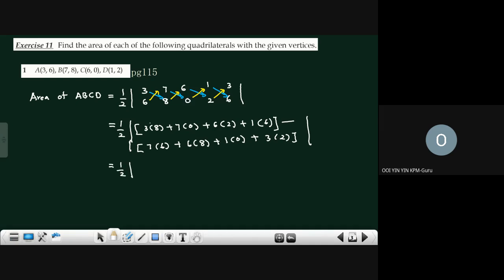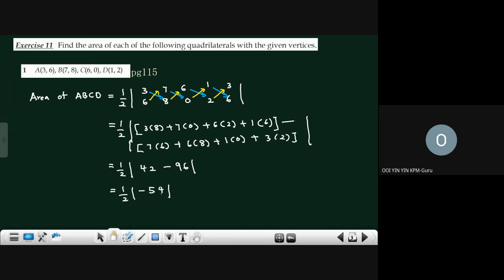Then from here, okay, 1/2. Now, the front here, what do you get? 24 plus 0, 24 plus 12, 36, 36 plus 6, you get 42, right? And then minus, okay, here you get 42 plus 48. 42 plus 48 will give you 90, 90 plus 0, and then plus 6 here, 96. Okay, and then 1/2, then 42 minus 96 will give you negative 54.